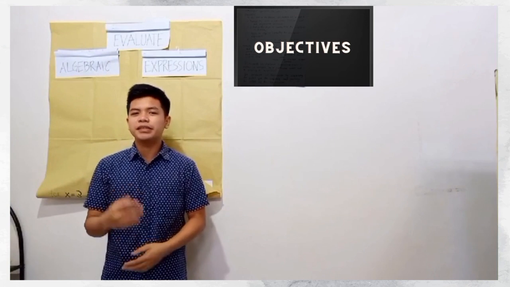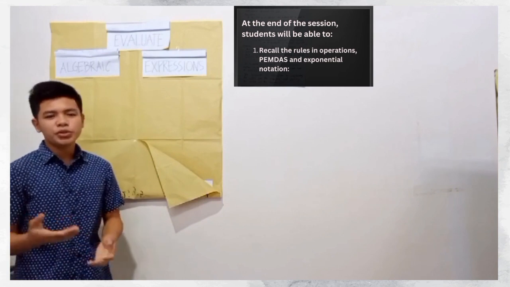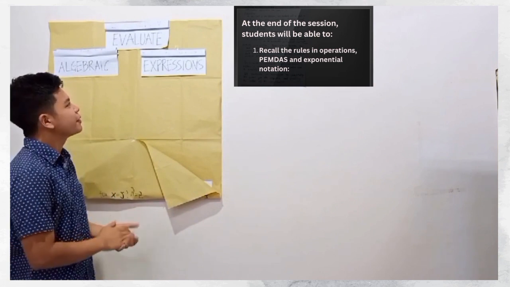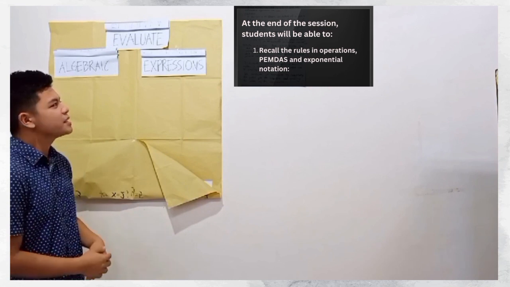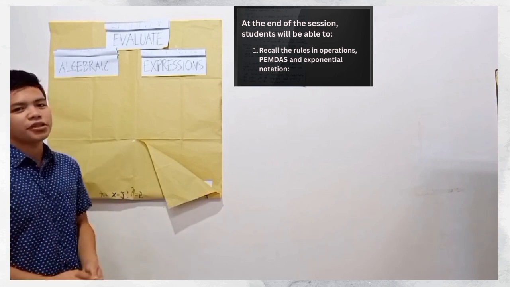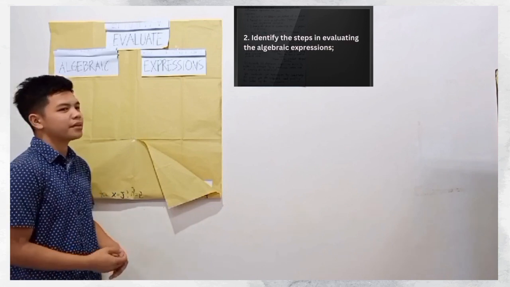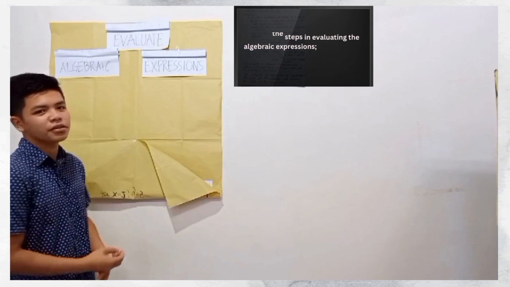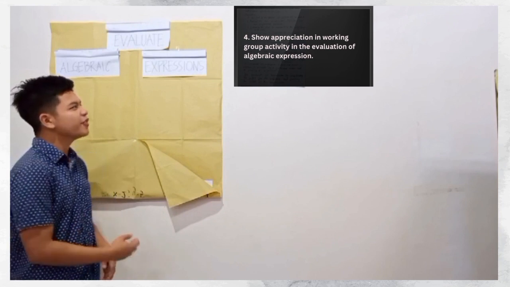And now let's have the objectives of this lesson. At the end of the session, you students will be able to, everyone read first: recall the rules and operations, PEMDAS and exponential notation. Second, identify the steps in evaluating the algebraic expressions. Third, apply the steps in evaluating the algebraic expressions. And lastly, show appreciation in working group activity in the evaluation of algebraic expressions.